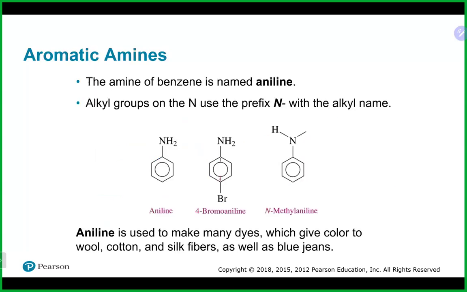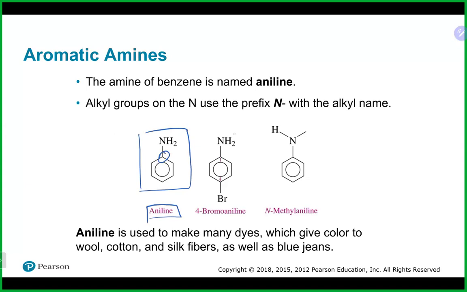Now, there are also aromatic amines. Aromatic, right, means that there's a benzene ring in there. We saw this one when we talked about benzene, and that has a historical name known as aniline, which has an amine group on top of the benzene ring. This again is a primary amine as it's attached to just one carbon here.